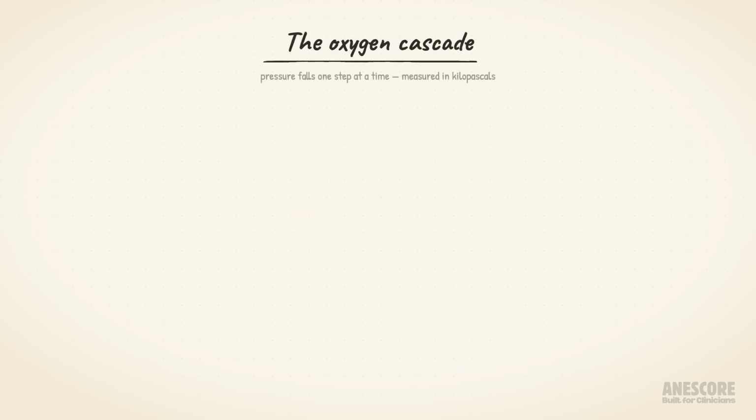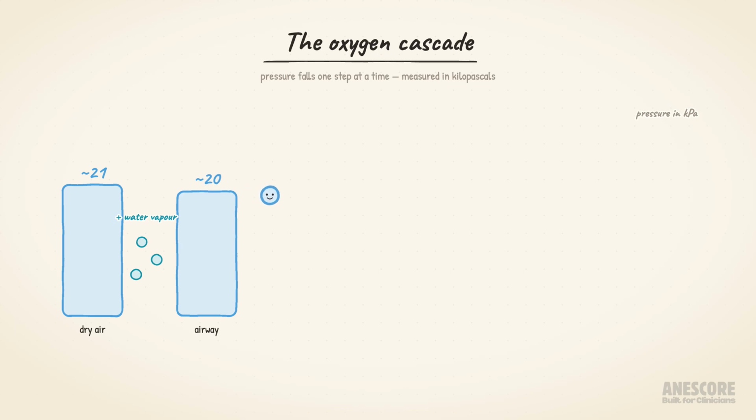This staircase has a name, the oxygen cascade. We measure oxygen by its pressure in units called kilopascals. Dry air starts high at about 21. As you breathe in, your airway warms it and wets it. Water vapor takes up some of the room, so it slips to around 20. Down in the air sacs of the lungs, carbon dioxide is always leaving the blood and filling that space, so oxygen falls further to about 13.